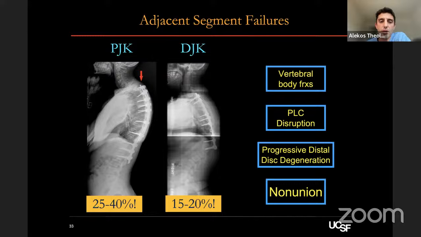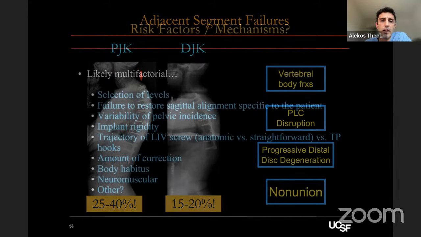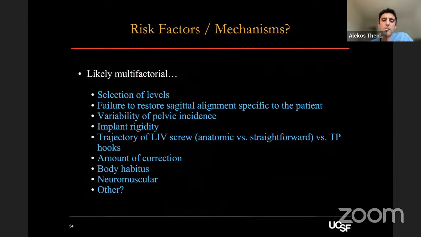You can see the rates there approaching 40% for PJK, which is quite staggering, and then nearly 20% for DJK. The causes can be numerous: vertebral body fractures, posterior ligamentous complex disruption, progressive distal disc degeneration, as well as non-union. The risk factors, the mechanisms for it are multifactorial, and it's not one or the other.